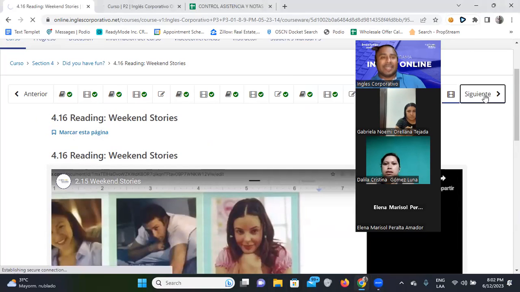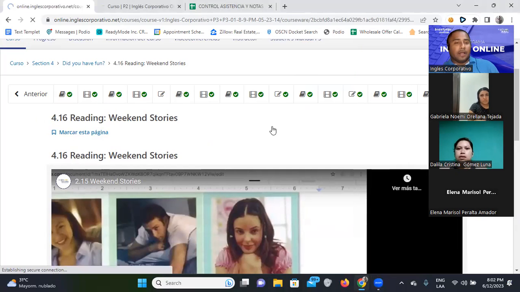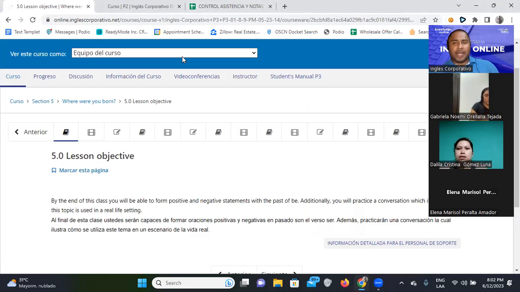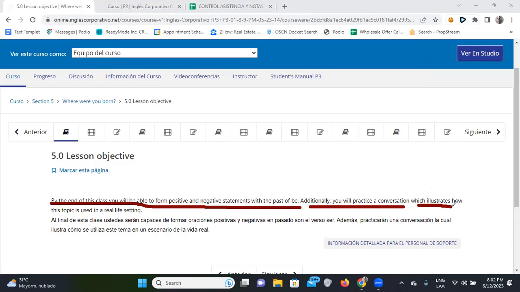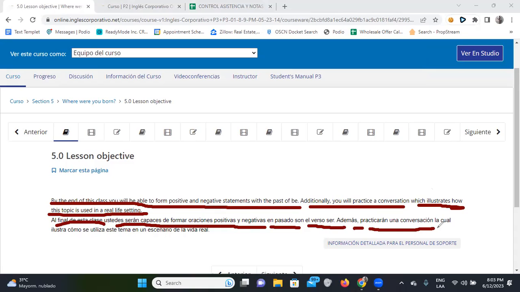We are going to be looking at section number 5. For section number 5, the lesson objective is: by the end of this class, you will be able to form positive and negative statements with the past of be. Additionally, you will practice a conversation which illustrates how this topic is used in a real life setting. Al final de esta clase, ustedes serán capaces de formar oraciones positivas y negativas en pasado con el verbo ser. Además, practicarán una conversación, la cual ilustra cómo se utiliza este tema en un escenario de la vida real.